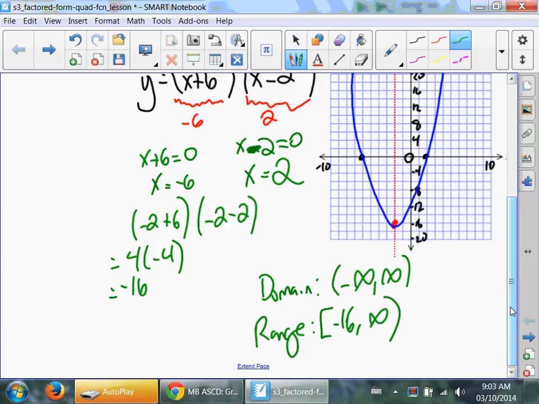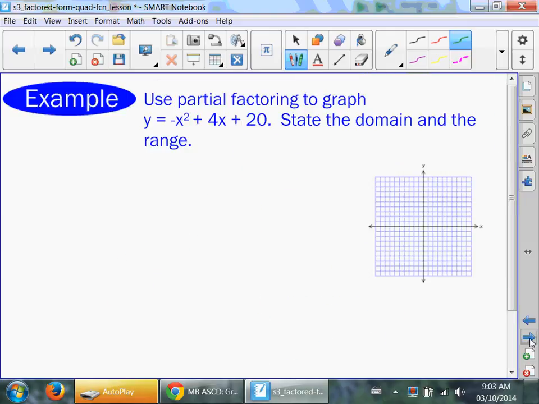Alright? Okay, next one. Use partial factoring to graph negative x squared plus 4x plus 20. State the domain and the range. Because if we try to factor this, looking for two numbers that multiply to 20 or negative 20 and add to 4, the only two numbers that multiply to 20 are 2 and 10 and 5 and 4. Neither of those have a difference of 4. So it's back to the drawing board.